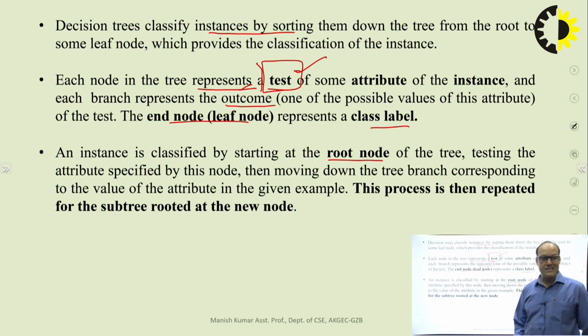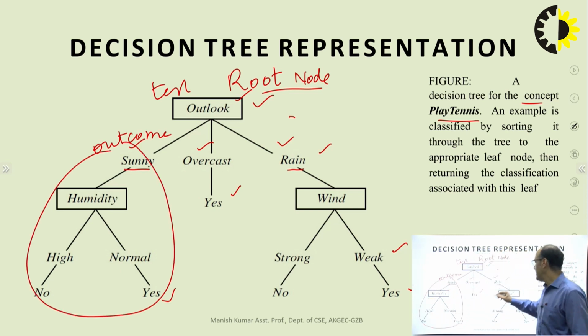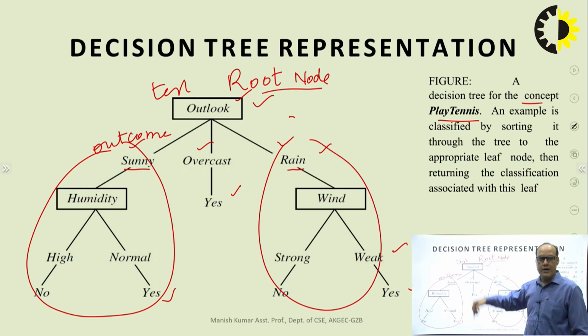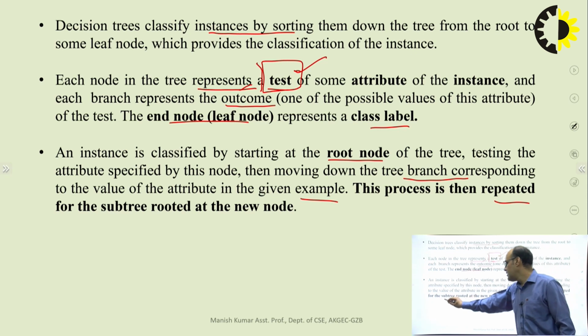Okay, we will test the attribute. Then we will move down the tree branch corresponding to the value of the attribute in the given example, and we will repeat this process. So this is the whole tree, this is a subtree, this is a subtree. We repeat this process from the root to the next node, then the next node, and a subtree is constructed for the subtree rooted at the new node.